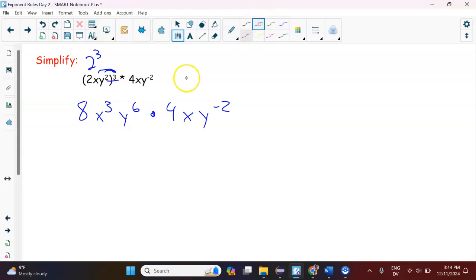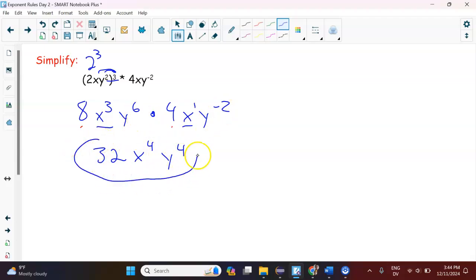Okay, and now we can multiply the 8 and the 4. That's 32. And then add the exponents here. So x cubed, and that's x to the 1st, so that becomes x to the 4th. And then y to the 6th and y to the -2 become y to the 4th. Okay, and that's it. We don't have any more negative exponents, so we are all done there.